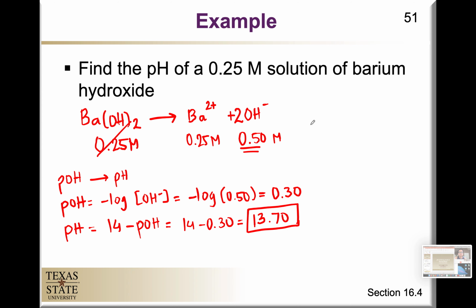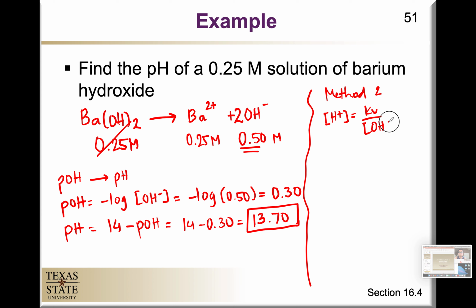Alternatively, you could have used the Kw equation, so method number 2 would have been to take the hydroxide ion concentration and use the Kw equation in order to find the hydrogen ion concentration. So H plus is going to be equal to Kw divided by the hydroxide ion concentration, which we had. Once we solve for the hydrogen ion concentration, then we could utilize the equation that says that the pH is equal to the negative log of the hydrogen ion concentration. Again, I encourage you guys to try that method at home as well to make sure that you get the same answer.